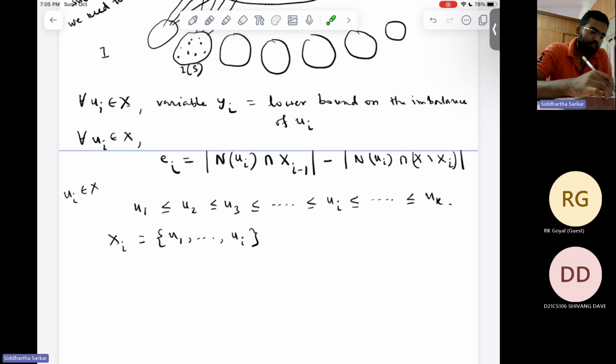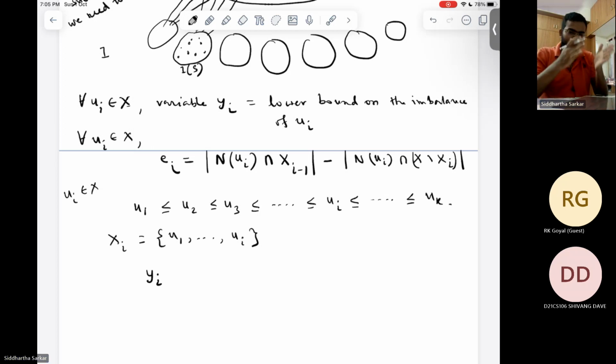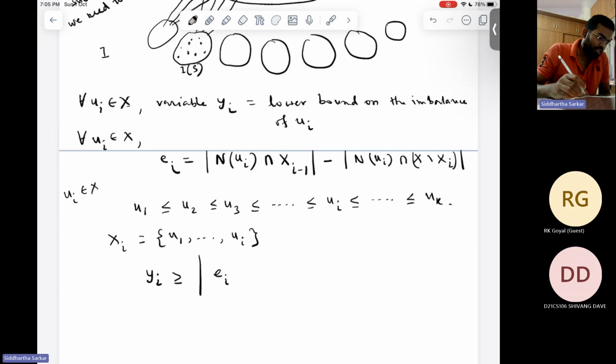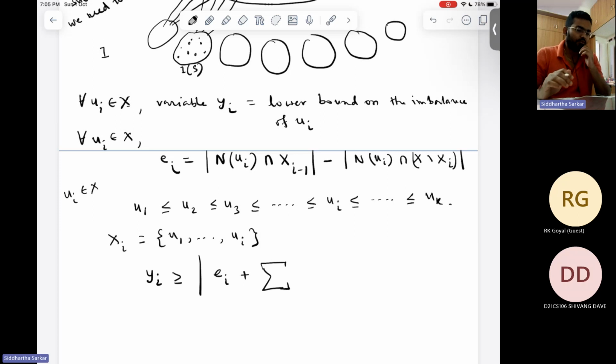Fine. So let me write the constraint. So the constraint is yi, that means the imbalance of the vertex ui is at least pi plus. Okay, so I should probably make things slightly simpler. Before writing this, I'll write one more step.